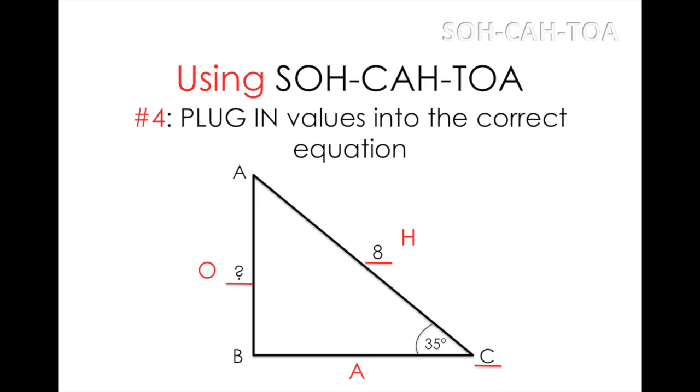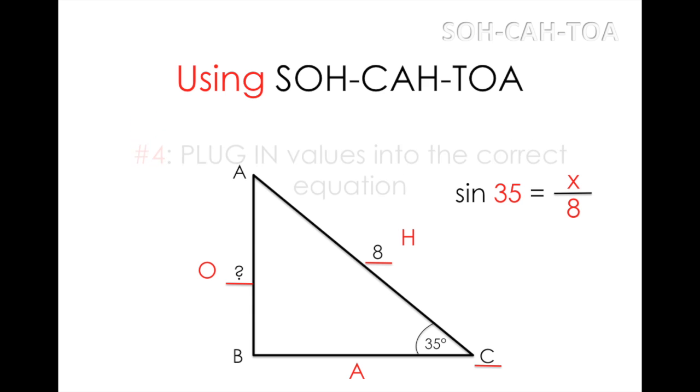Number 4, plug in the correct values into the correct equation. Here we are using opposite and hypotenuse, which tells us to use sine. The angle always follows sine, cosine, or tangent. Sine equals opposite over hypotenuse, which in this case is the unknown side, or x, over 8.